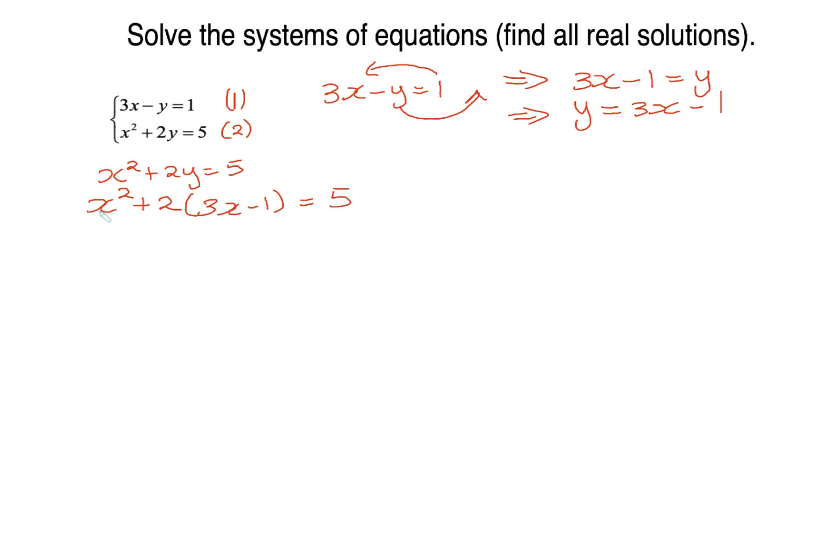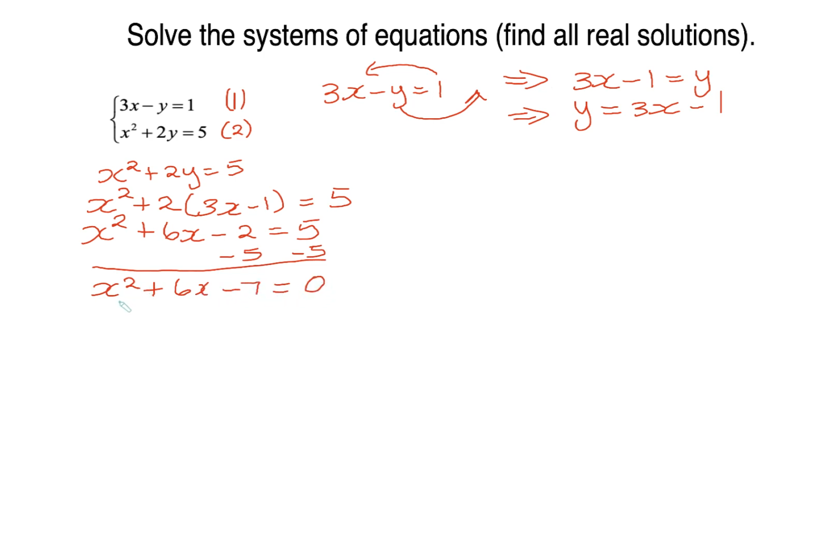So notice now I have all of the same variables. Everyone is an x. Let's get rid of the parentheses using the distribution property. I get x squared plus 6x minus 2 equals 5. Remember, to solve any quadratic, it must equal 0. So I'm going to subtract 5 from both sides. I get x squared plus 6x minus 7 equals 0.